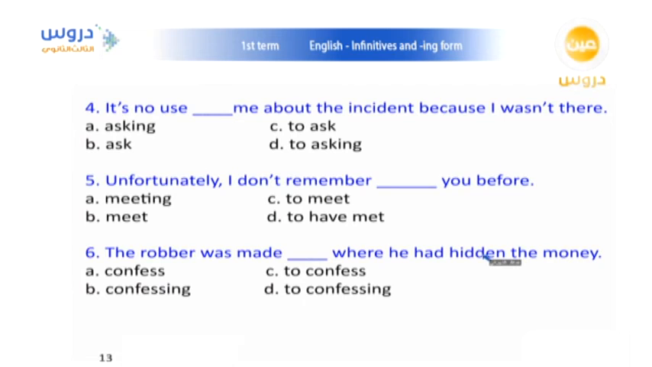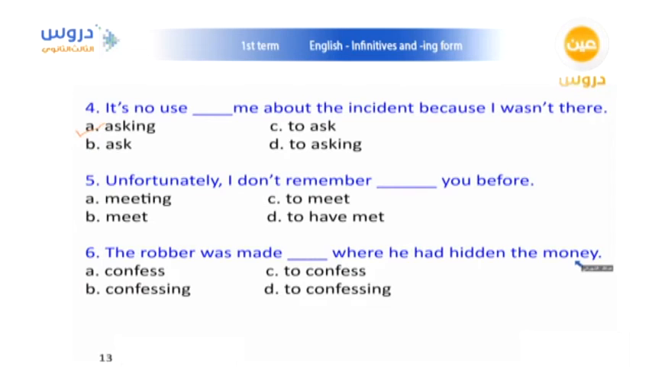Okay, good try. I'm going to accept your effort, Nada. But the answer is asking. The answer is asking because it's a gerund. Number four, a gerund, asking, because now we have to use an ing form. It's okay, great, no worries. Inshallah, you will do the next one correctly.